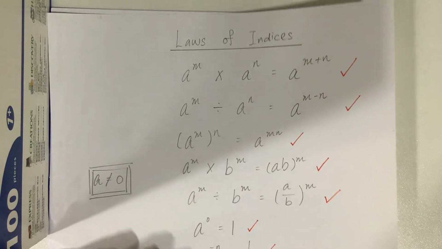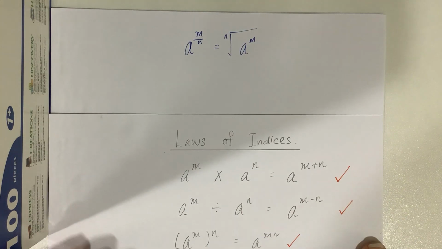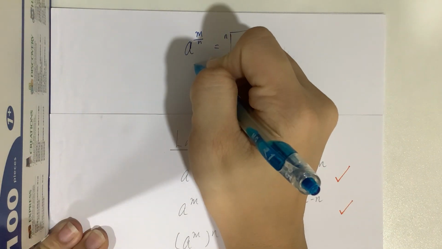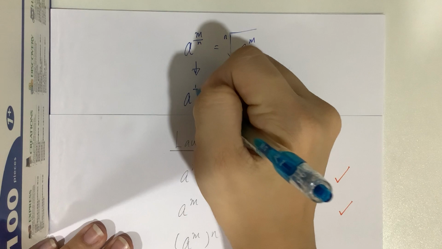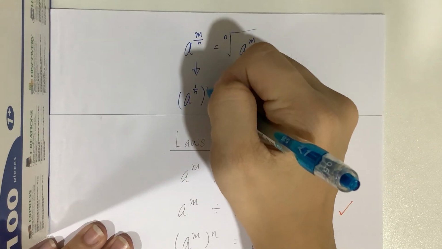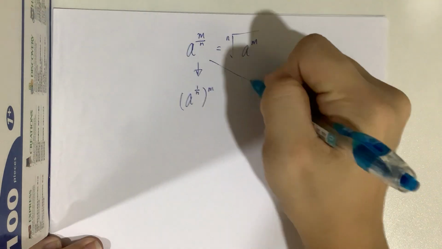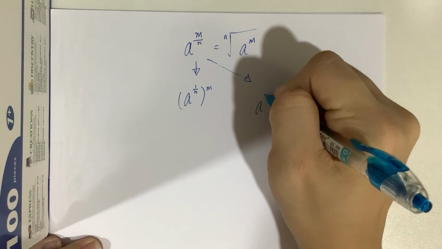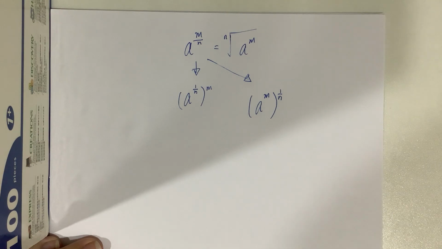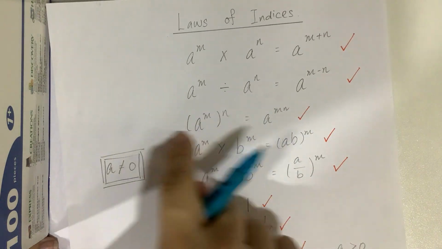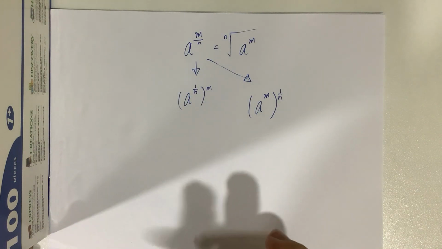This actually relates us to this one. If we refer back to this, what does it mean? Can we actually write it as a to the power of 1 over n multiplied by m? Or can we also write it as a to the power of m and then the whole thing to the power of 1 over n? Does this equate to this rule? Yes, right? So let's move on.